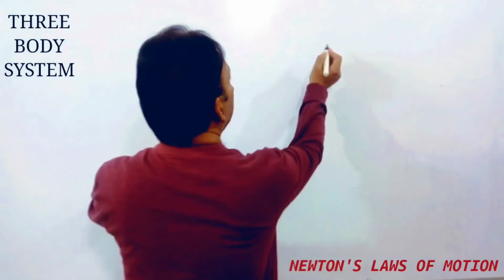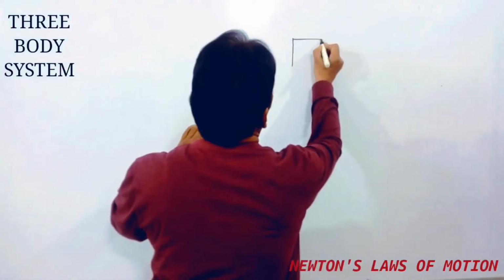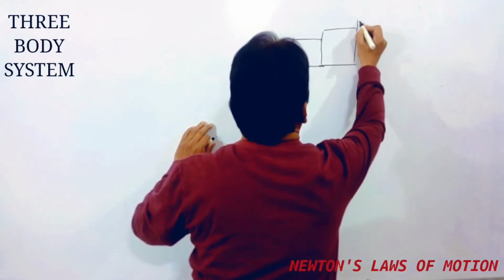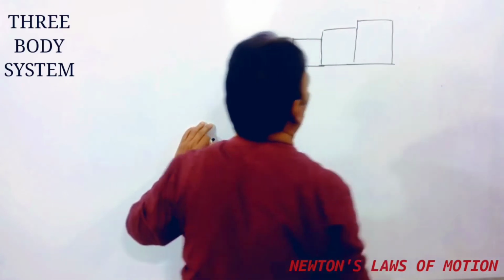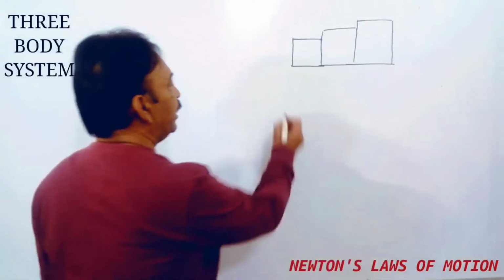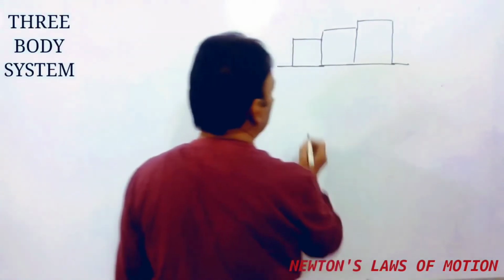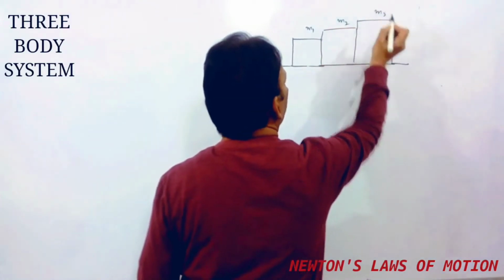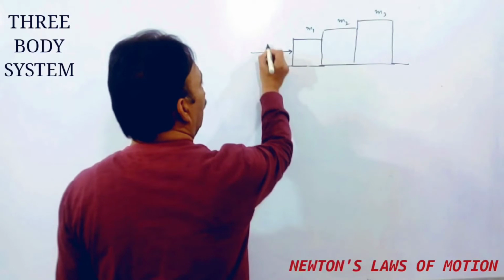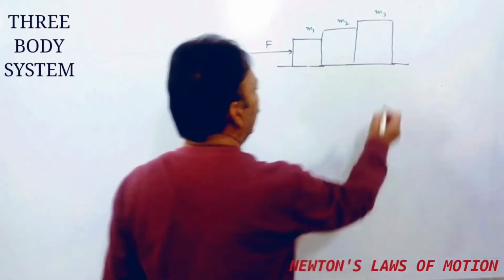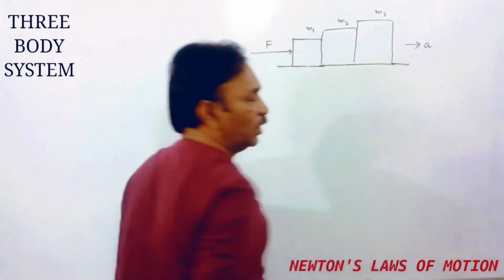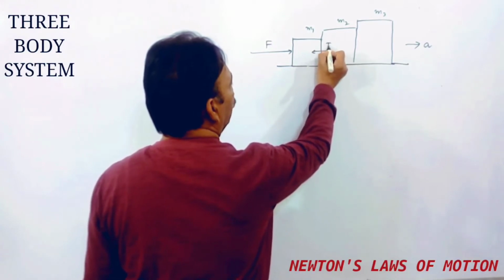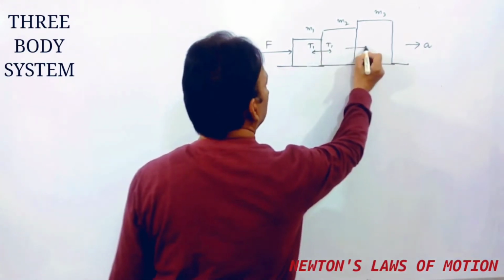Okay, let's say it is the first body and it is in contact with the second body, and we have one more, the third body. The three have been connected and kept on a smooth surface. Let them have masses m1, m2 and m3. An external force of magnitude F is acted on, then the system tends to move with an acceleration of A. As usual, we have to find out the contact forces T1 as well as T2 here.